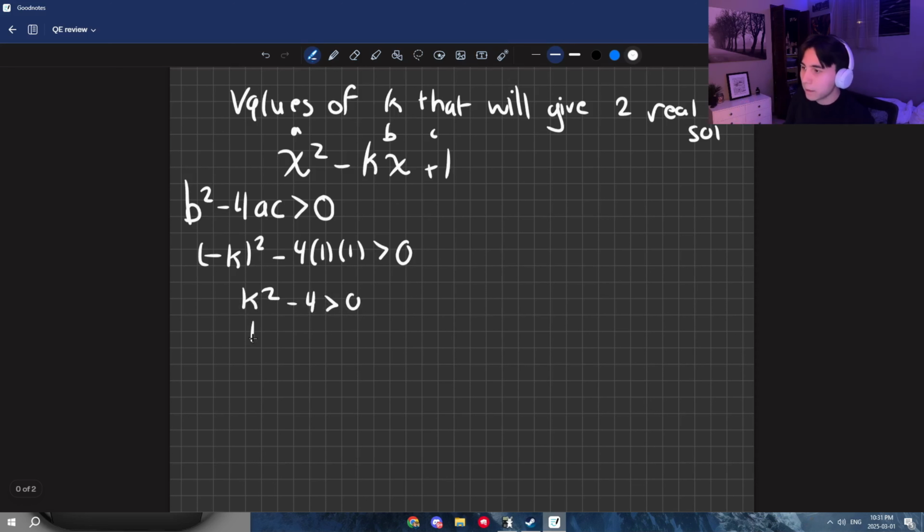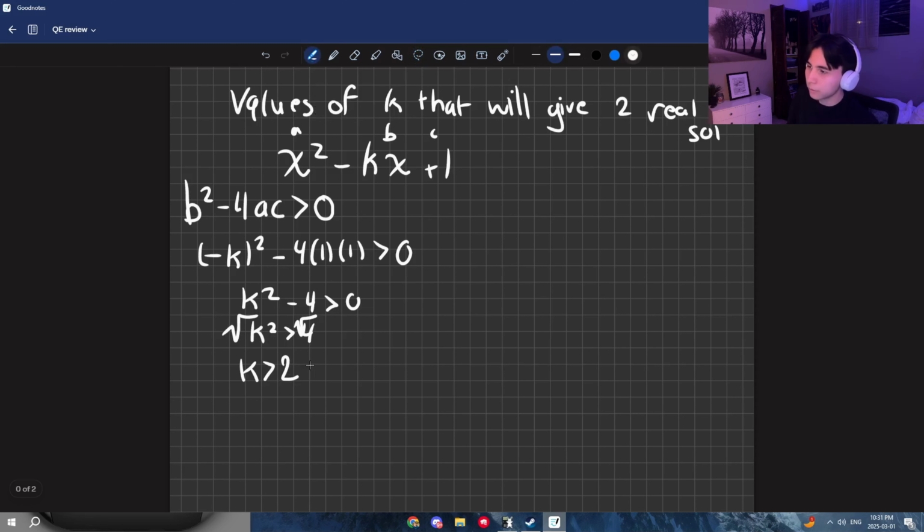So now we're going to add 4 to the other side, and we're just going to isolate for k by square rooting. And we're going to get k is greater than 4. However, when we're doing inequalities, or sorry, this should be 2 here. K is greater than 2.